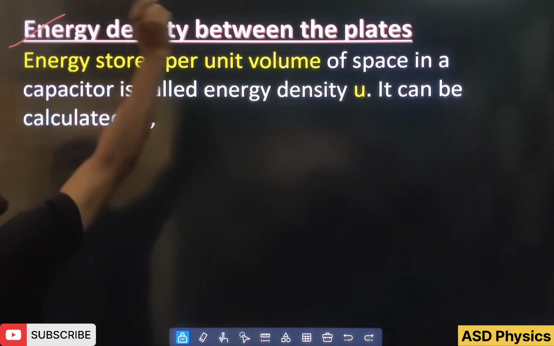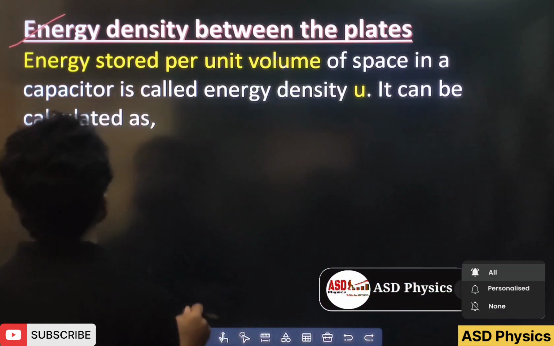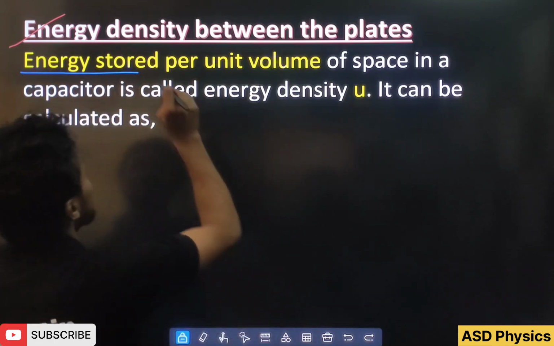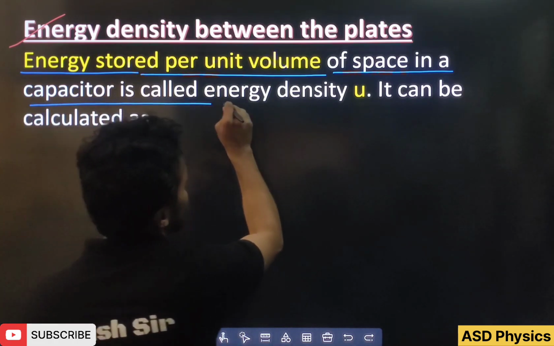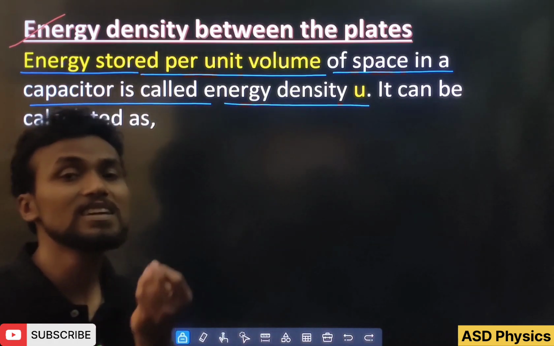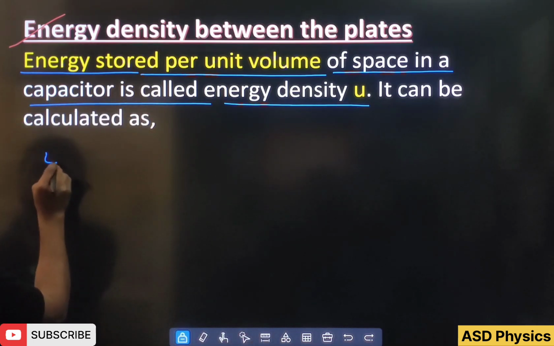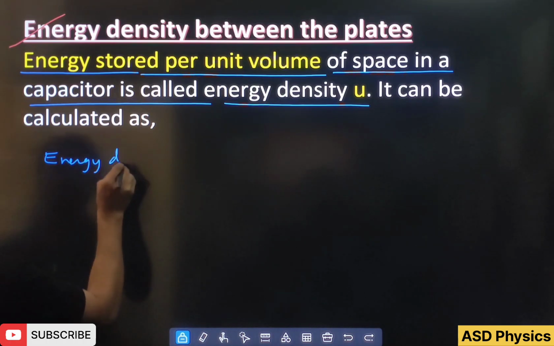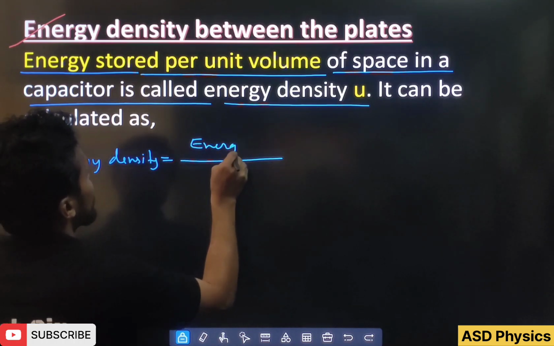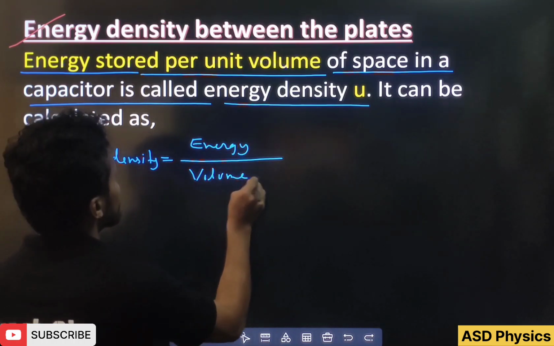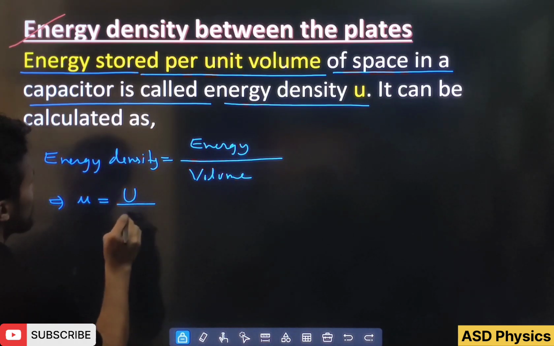Next, students, let's see here. Now we have seen the energy. Now we are going to see the energy density between the plates. So students, you can see what the energy density is. Very easy, a very important term also. Energy stored per unit volume of space in a capacitor is called energy density, small u. What is this? Energy stored per unit volume of space. In language form, energy density is equal to energy by volume. Because it will be used in a number of places, that's why we have written it like this. Now in denotation form, small u equal to capital U by volume.